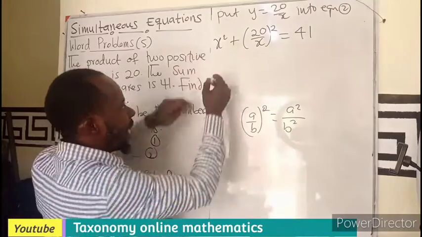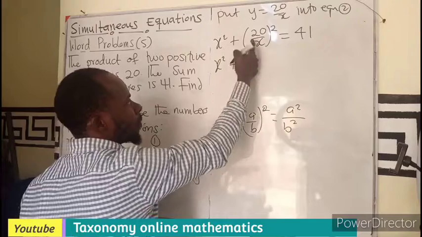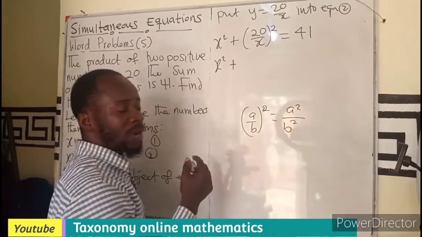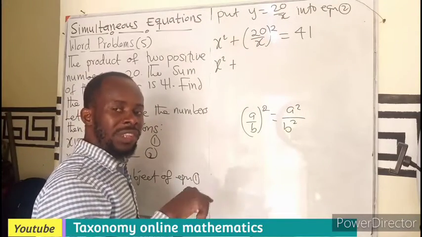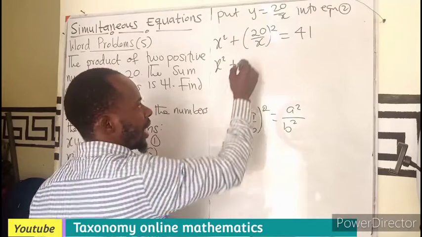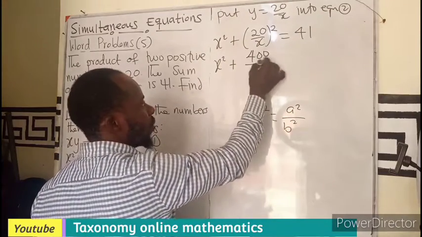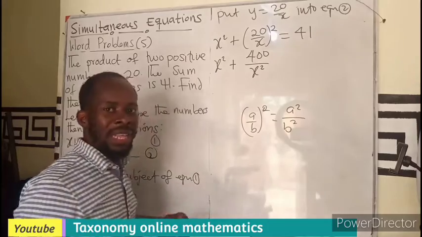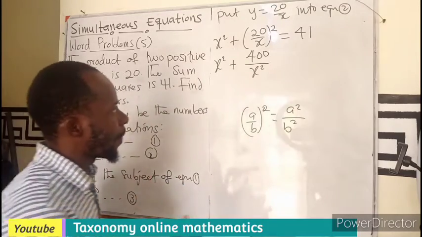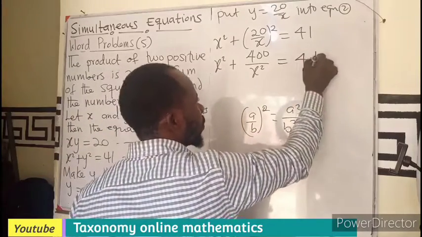So we maintain our x squared. 20 squared will be 20 times 20, and that will be 400 over x squared. That is, x times x will be x squared, equals 41.